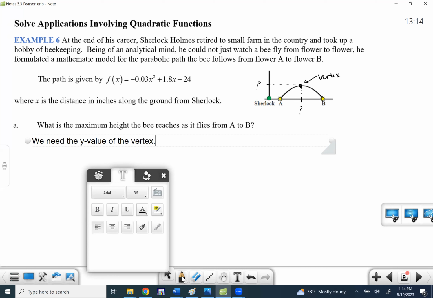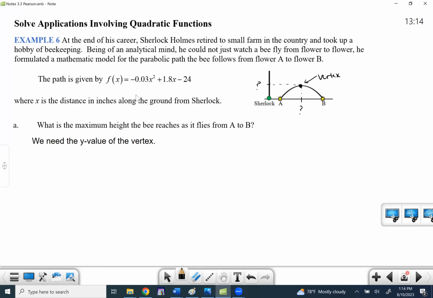All right, so we have a formula. I'm looking at this equation and going, oh, I don't want to complete the square on that. I'm definitely going to use the formula because of the decimals. So we're going to use x equals negative b over 2a. If we substitute in b, which is 1.8, and a, which is negative 0.03, we get negative 1.8 over negative 0.06. Okay, so 6 goes into that 3 times. I'm thinking that the answer is going to be 30.